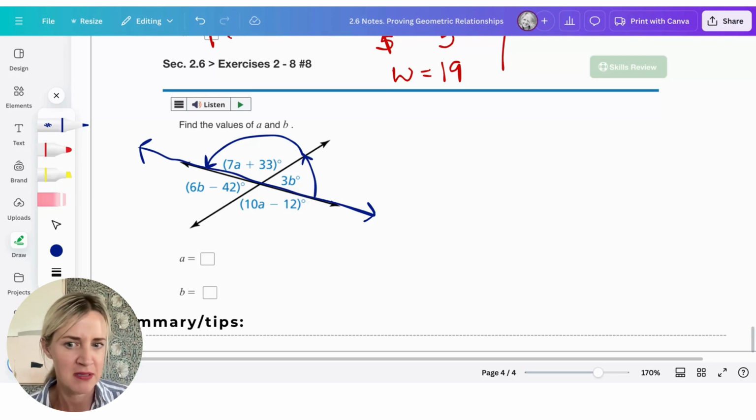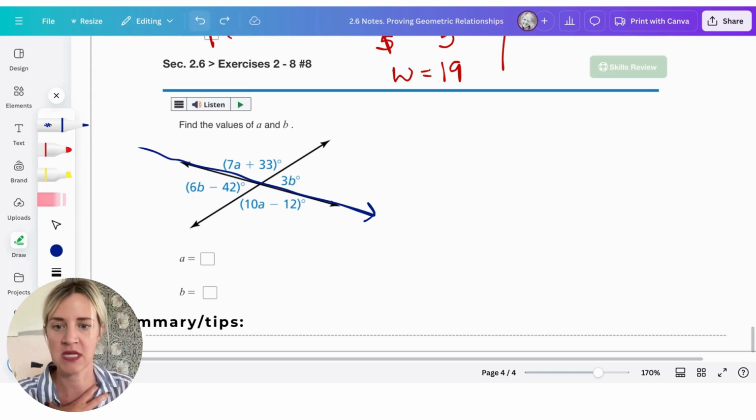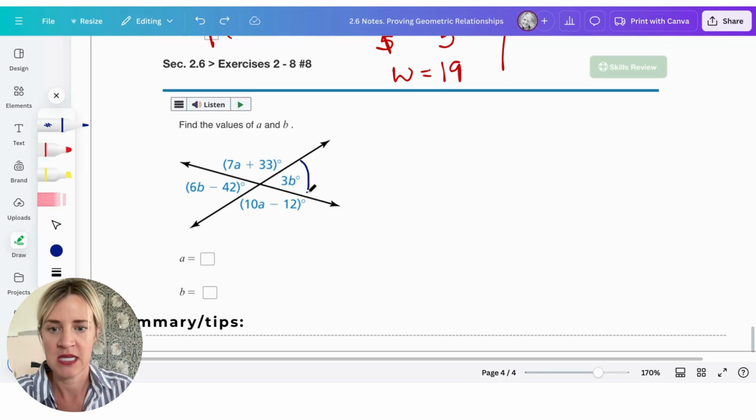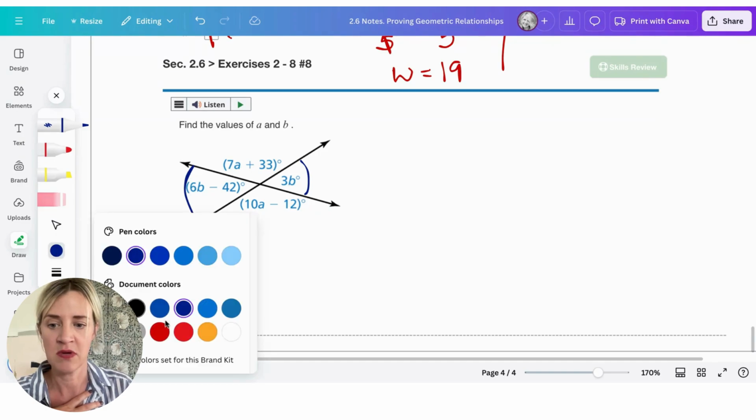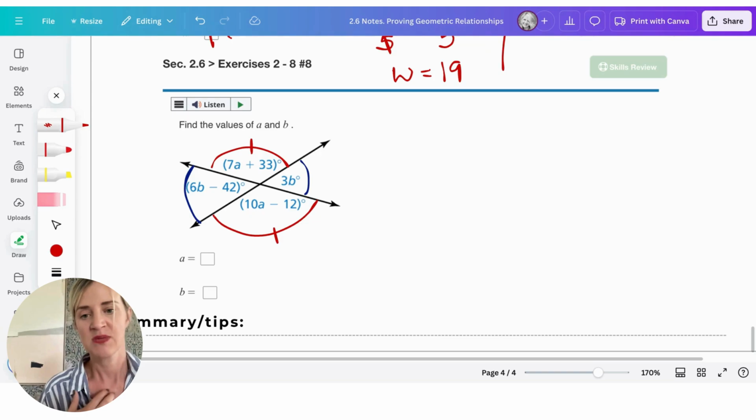But can we solve it? No, we have two variables. So we don't want to use that right now. What would be some options where we could have the same variables? Well, we do know, let's just use this one, 3b. This angle 3b is vertical with this angle here, 6b minus 42. Vertical angles are congruent. We can set those equal. We also know that this top angle here, 7a plus 33, is congruent to this bottom angle, 10a minus 12, because they're vertical angles. So we can set up some equations.